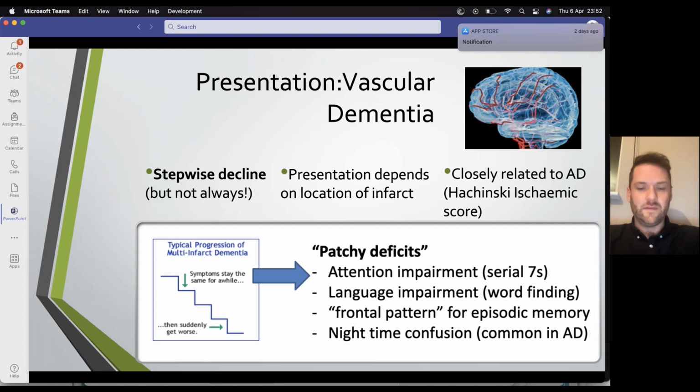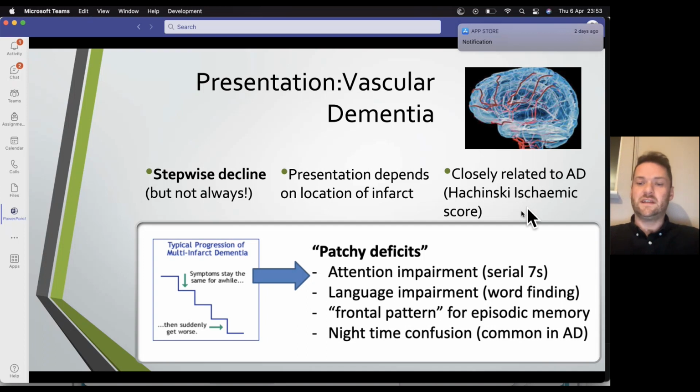So the big thing to remember is focal neurological signs, depending on where the infarct is, and stepwise decline. And the bottom thing is from a lecture you guys are going to have this week. So they talk about these things as well as patchy deficits. So symptoms staying the same for a while, suddenly getting worse, and it can often be things to do with attention impairment, language impairment, and nighttime confusion.